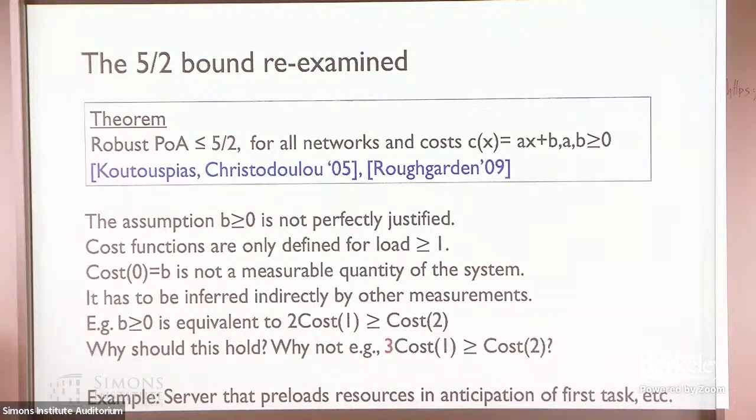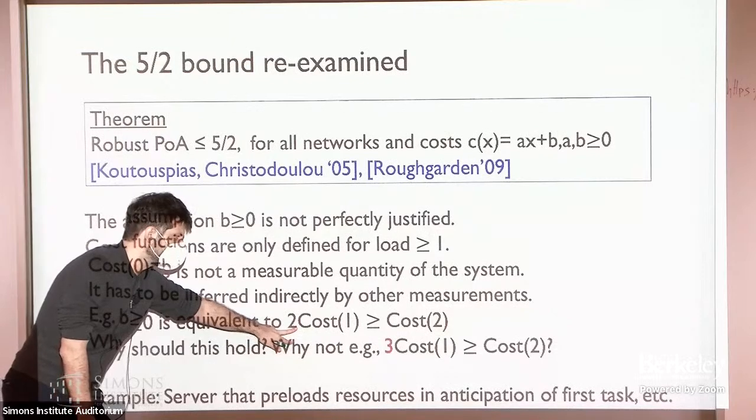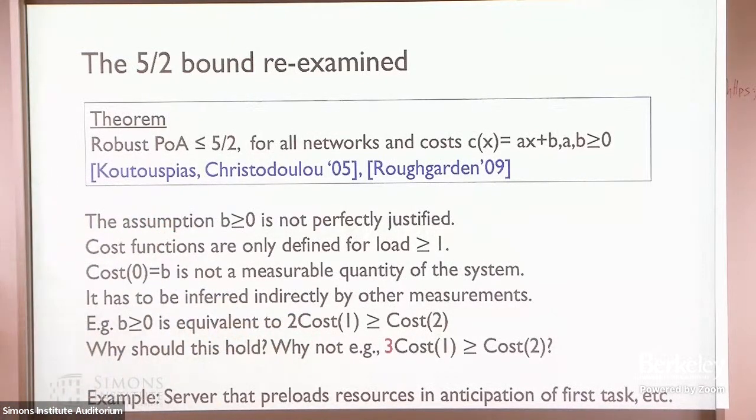First of all, how do you even test that beta is non-negative? The cost at 0 is not defined. This is not something you can measure on any machine. The cost is only defined for loads 1, 2, 3, 4, 5, and so on. Even with oracle access, beta greater than or equal to 0 is equivalent to 2 times the cost at load 1 being greater than or equal to the cost at 2. My question is why 2? Why not 3? Why not 100?